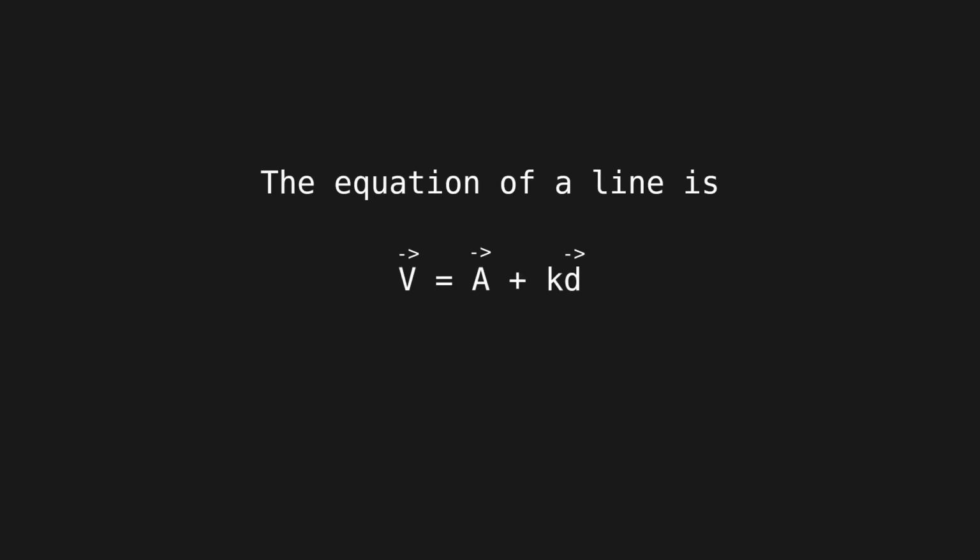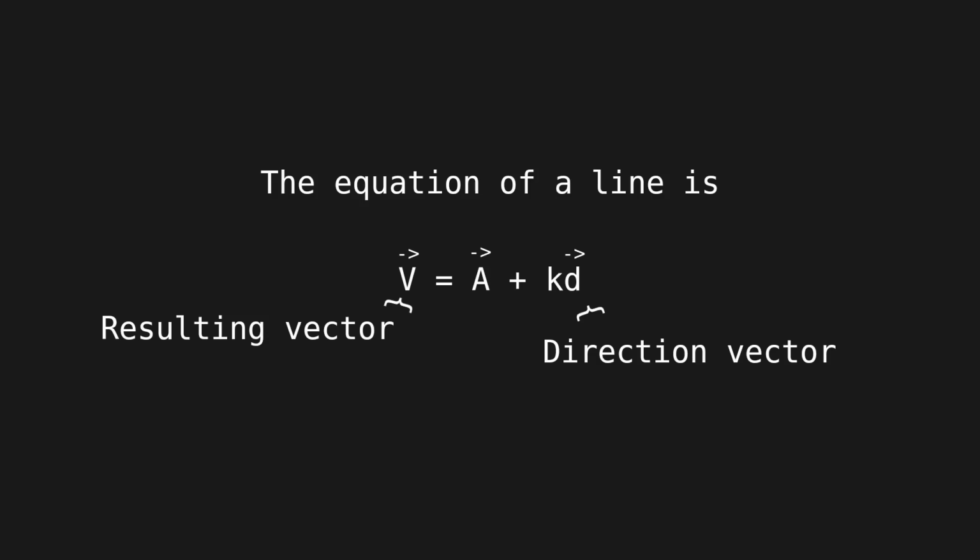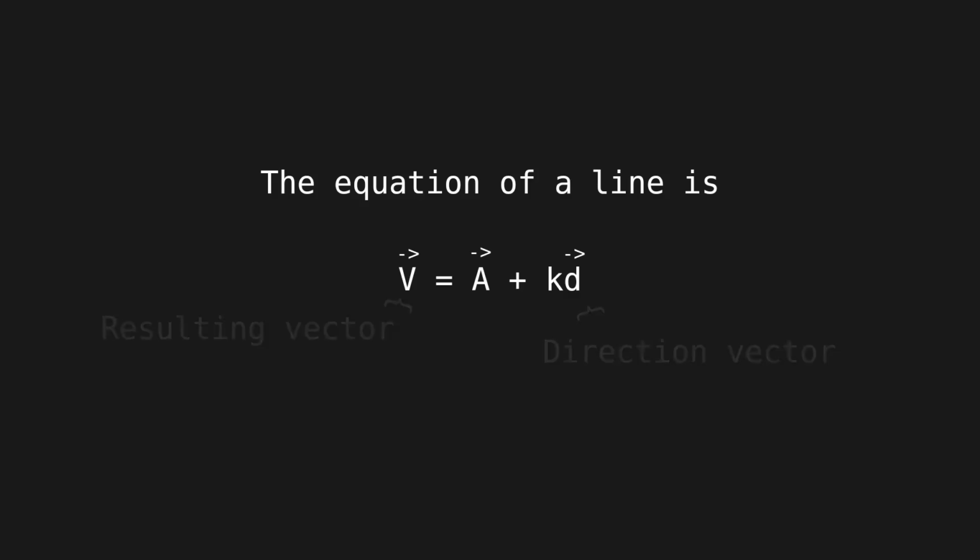In one-dimensional space, a body can either move forward or backward. Here, A equal x, and the equation of a line is v equal a plus kd. It is called the parametric form, where v is the resulting vector, k is the scalar, and d is the direction vector. The beauty of this equation is that it can be used in any dimension.